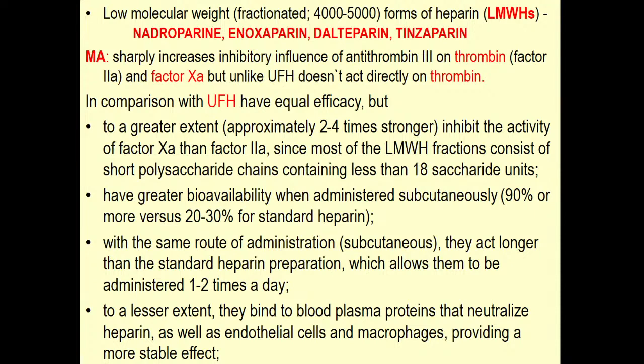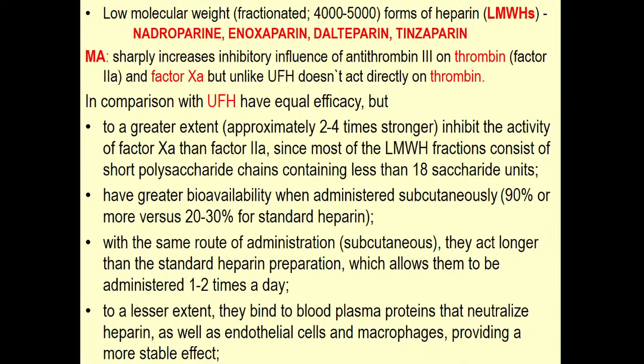In comparison with unfractionated heparin, they have equal efficacy and are equally effective as anticoagulants, but to a greater extent, approximately 2 to 4 times stronger, inhibit the activity of factor 10A than factor 2A, since most low molecular weight heparin fractions consist of short polysaccharide chains containing less than 18 saccharide units. That is why.